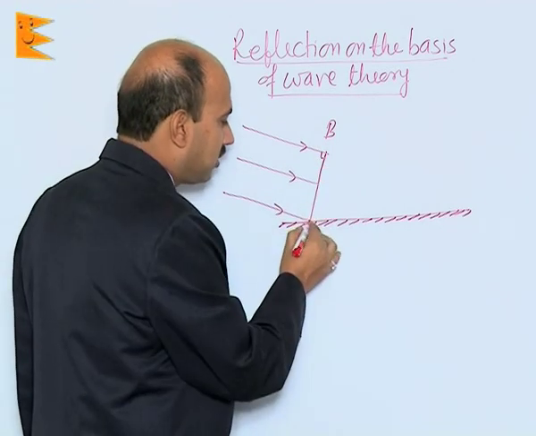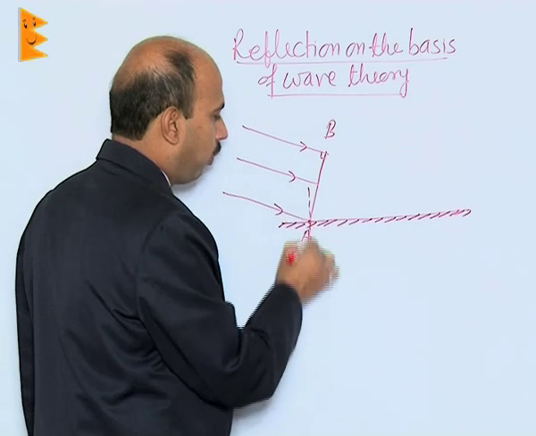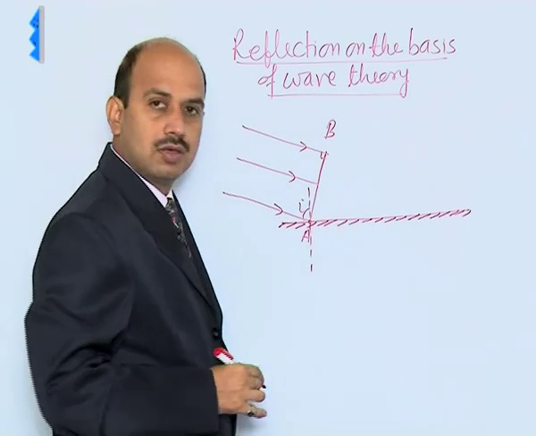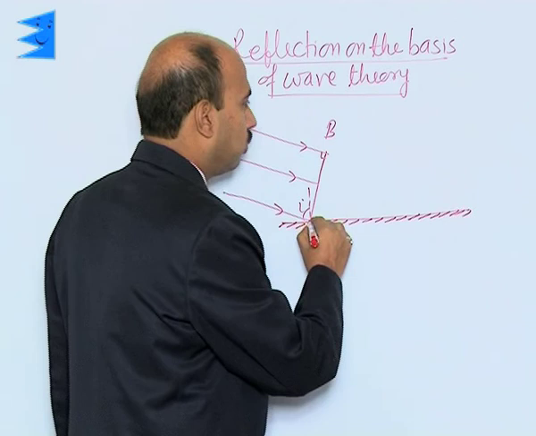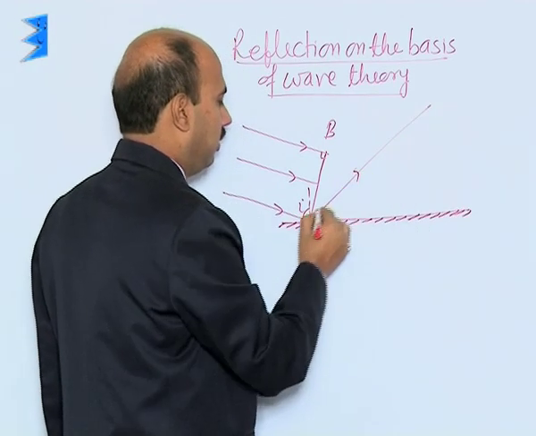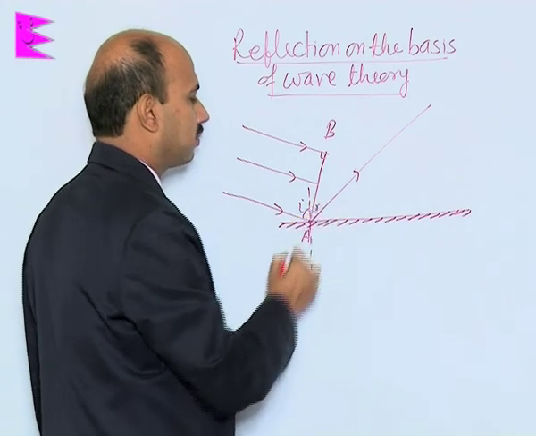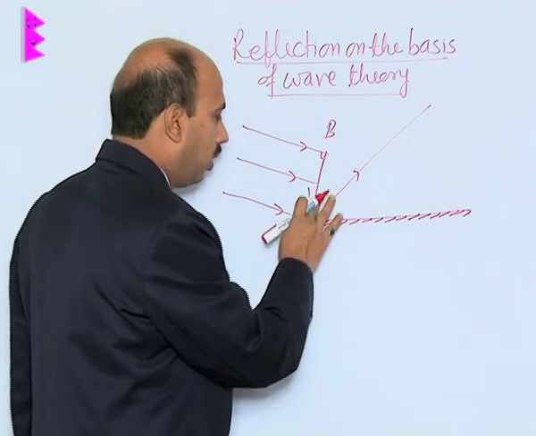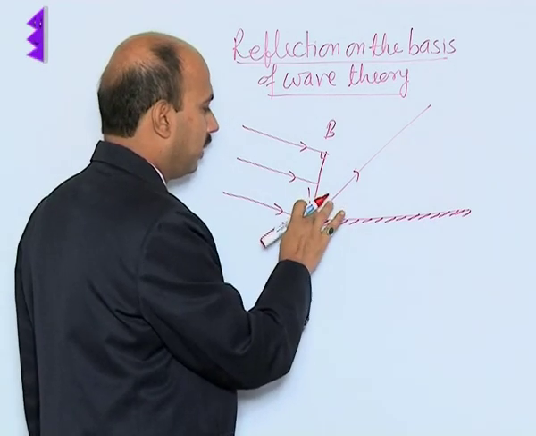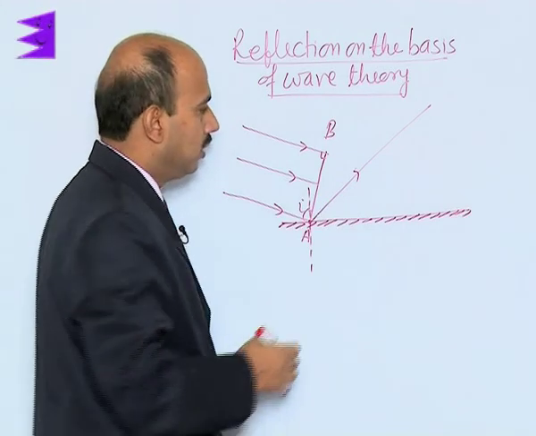When this ray strikes at this point, this is the angle of incidence, and this will be reflected to this side. This is the angle of reflection here, that is R. Now no need to make this R here, we can just draw this one.